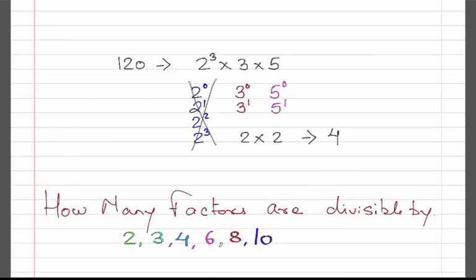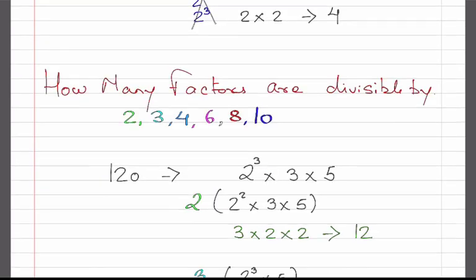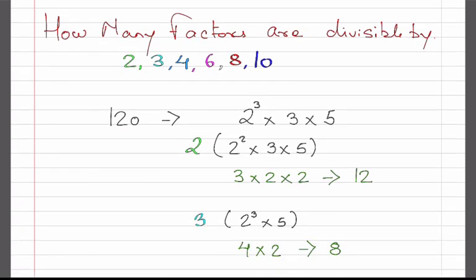Yes. Now how many factors, I am asking, are divisible by 2 or 3 or 4 or 6 or 8 or 10? So what will I do? You write first 120 in terms of this. Just take out 2 out of this. If I take out 2, what am I left with? I am left with 2 square, 3, and 5. How many factors does 2 square have? 3. How many factors does 3 have? 2. How many factors does 5 have? 2. 3 into 2 into 2 is nothing but 12. So there are 12 factors which will be divisible by 2.